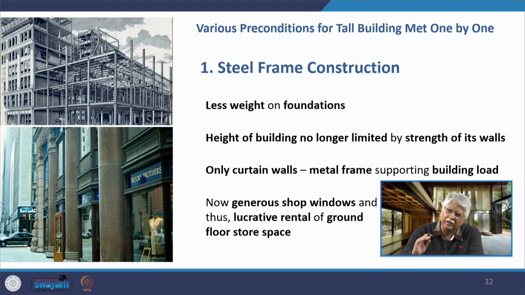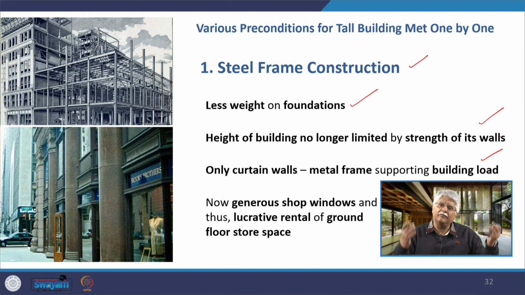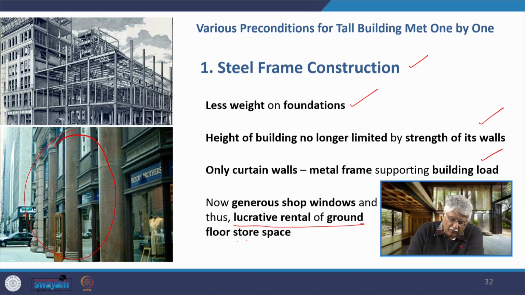The first one being the steel framed construction. Less weight on foundations, the height of the building was no longer limited by the strength of the walls. Only curtain walls needed to be provided because the iron frame or the steel frame was supporting the load of the building. There were very massive shop windows that could be provided at the street level because the walls are only curtain and you can completely remove them, only the frame should remain, and you can provide the massive glass windows, and thus lucrative rental of ground floor store space could be achieved.